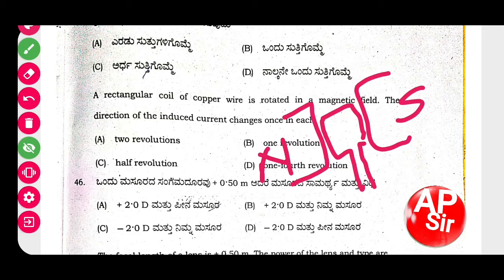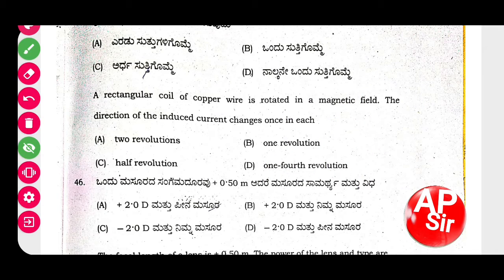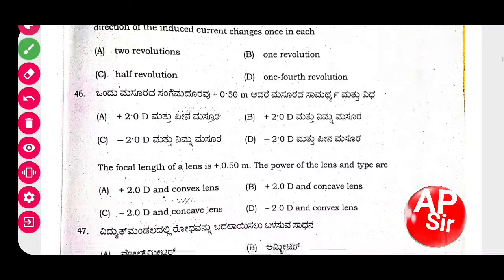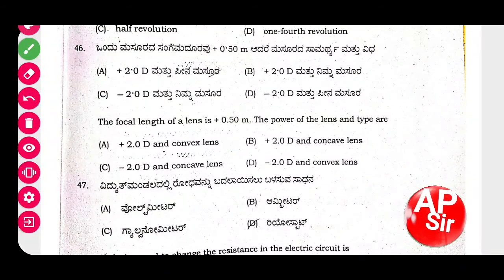After how many rotations does the current change its direction? In our coming classes we'll see the working of the generator and electric motor. Now, after half rotation, so our answer will be option C. After half rotation the direction of current changes. Kids, you can check your answers. If possible we'll make some more videos so that you get a clear idea. Right, next one. This is a very important question from your light lesson.